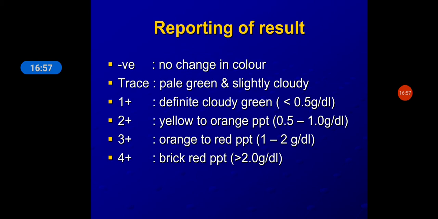And this proportion is very important. 1 plus is usually less than 0.5 grams per deciliter, 2 plus is 0.5 to 1, 3 plus is 1 to 2, and 4 plus is beyond 2. Beyond 2, that is 4 plus, you will get a brick red color.